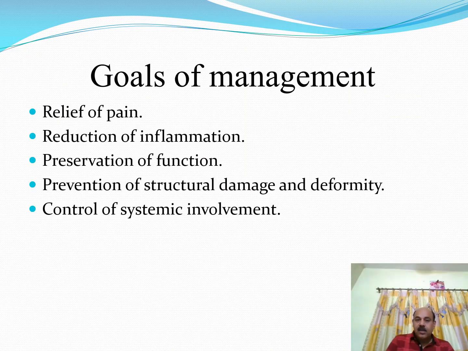The goals of management are relief of pain, reduction of inflammation, preservation of function, prevention of structural damage and deformity to the joints, and lastly, the control of systemic involvement. To achieve these goals, we can use different drugs which we discussed earlier, either alone or in combination as per the requirement. But while selecting drugs, we should keep certain points in mind, like the availability of the drug, the suitability of the drug, the cost effectiveness of the drug, and specifically, we know that it's a chronic disease where we have to give a very prolonged treatment. That is, treatment is required to be given for a longer duration of time.